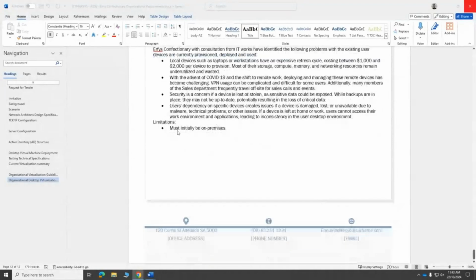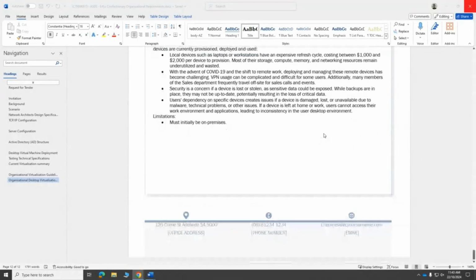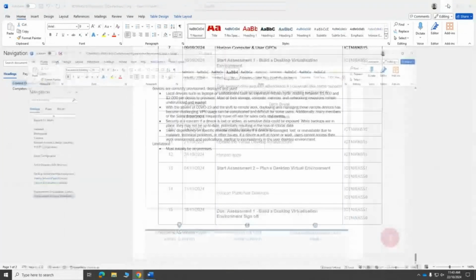Some limitations. Your solution must be initially on-premise. So what we're learning about with the VMware Horizon, that's all on-premise, isn't it? On your local private cloud. You understand what that means, right? You're doing the cloud subjects with Prem and Joe. So you should know what on-premise means. On their location.